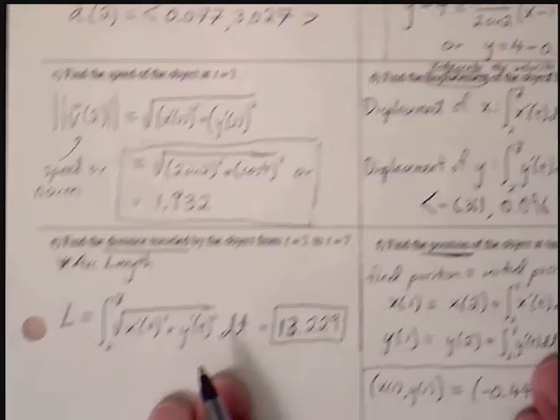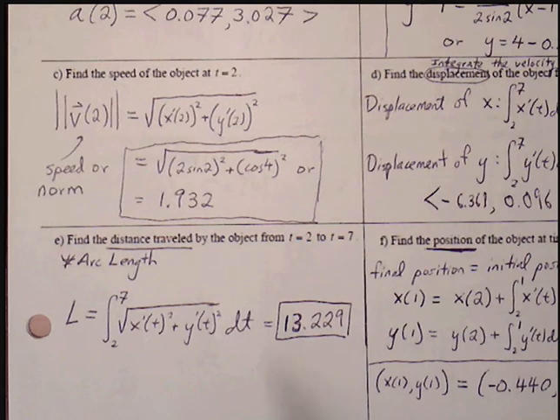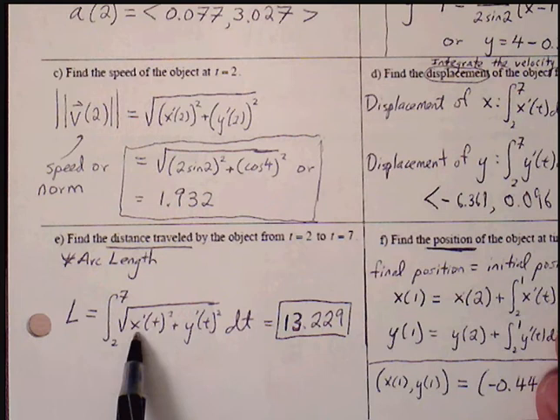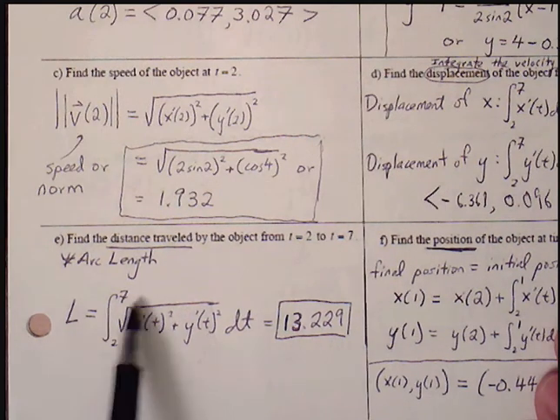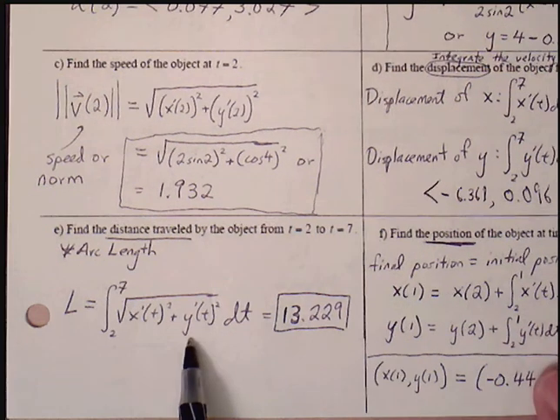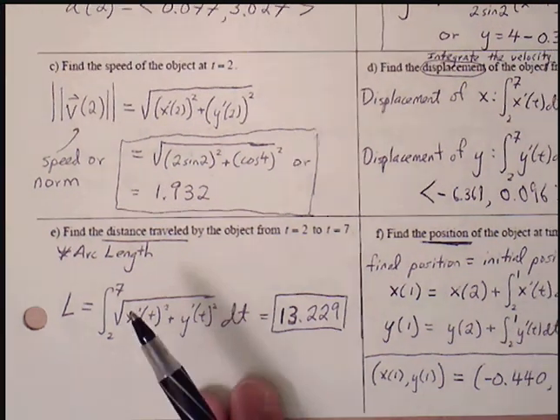All right. Find the distance traveled. Distance traveled is simply going to be the arc length. So the square root of x prime of t squared plus y prime of t squared, and then we take the integral from 2 to 7, enter that in our calculator, and that will give us 13.229.